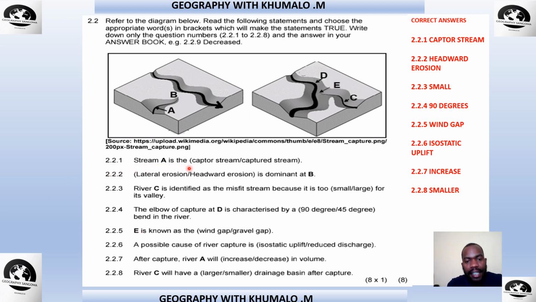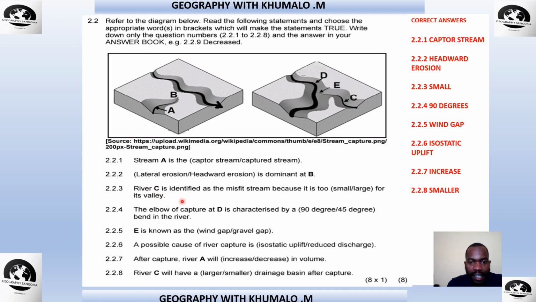2.2.1, stream A is the capture or the captured stream. So stream A is the capture stream. That means stream A is the one that is stealing water, that intercepts water from stream B. 2.2.2, lateral or headward erosion is dominated by river A. We know that when we talk about stream piracy, we talk of headward erosion. That is simple and straightforward.